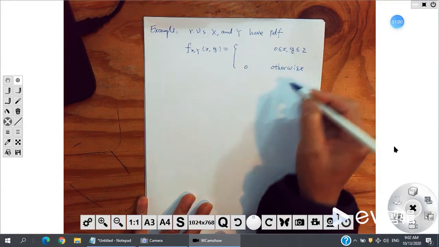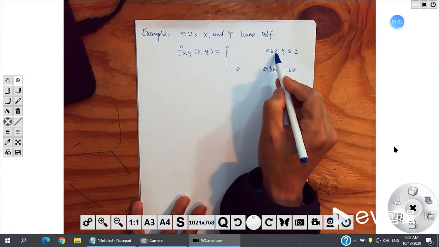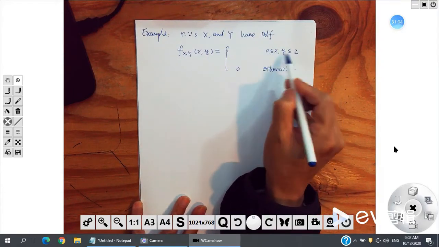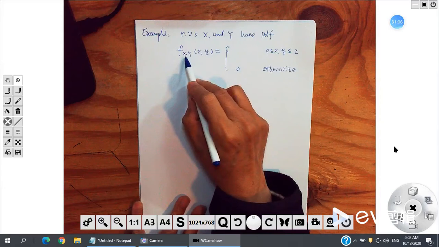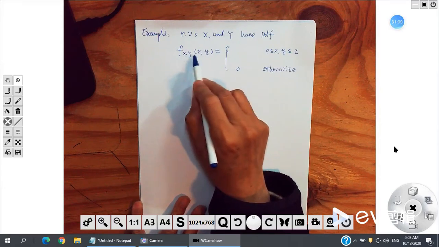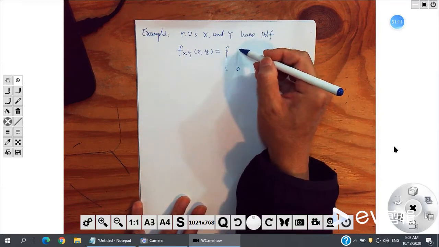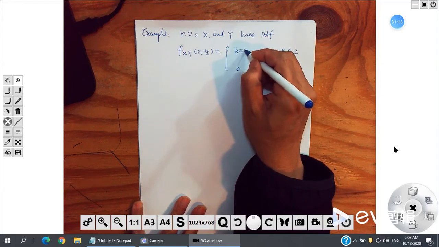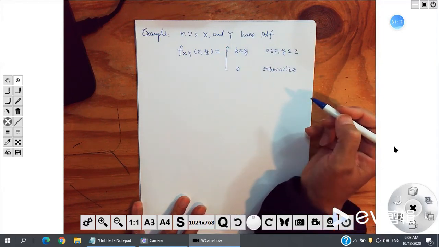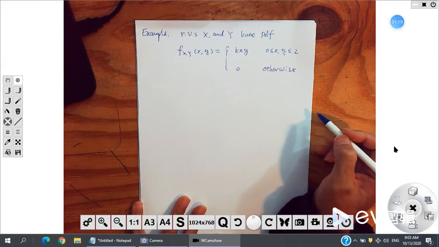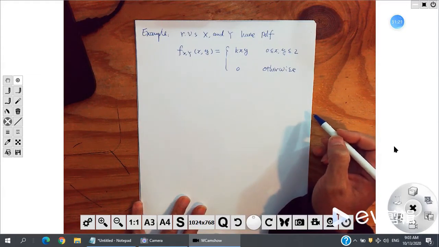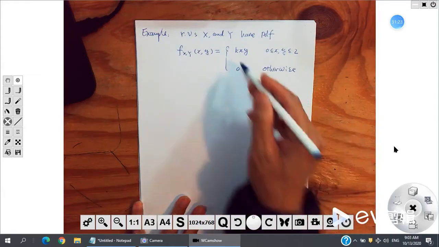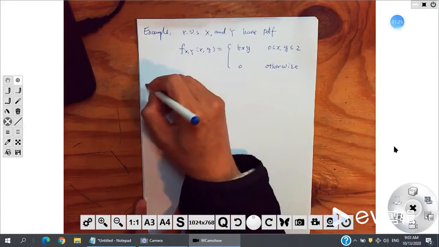So that means the density is positive only when the values of x and y are between 0 and 2. What kind of density can I put? Like k times x times y. Yes, I need to determine k. Which k will be good? Okay, I just put it like this. Then we can find several things.